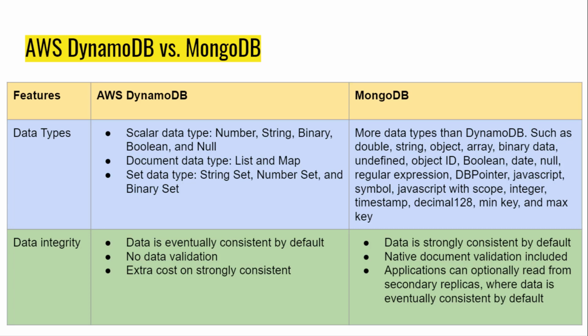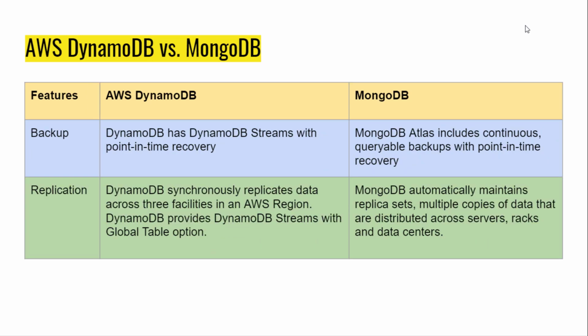MongoDB, on the other hand, has data that is strongly consistent by default. Native data validation is included. Applications can optionally read from secondary replicas, where data is eventually consistent by default. Both solutions support point-in-time recovery. DynamoDB has DynamoDB Streams with point-in-time recovery. MongoDB Atlas includes continuous queryable backups with point-in-time recovery.